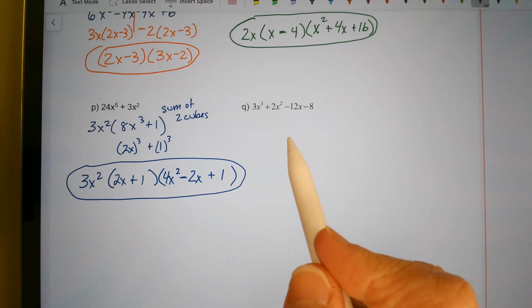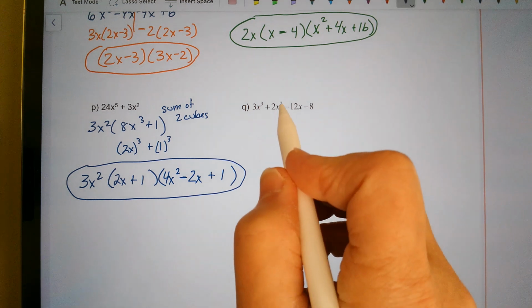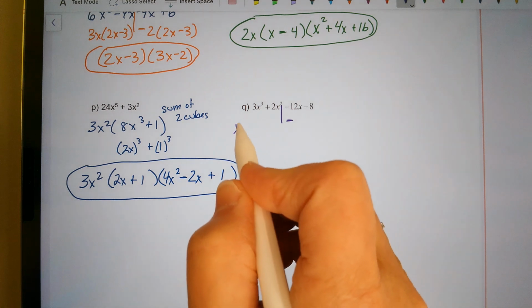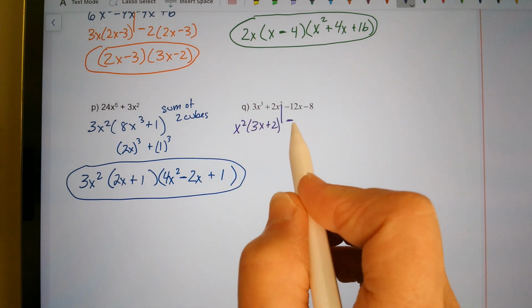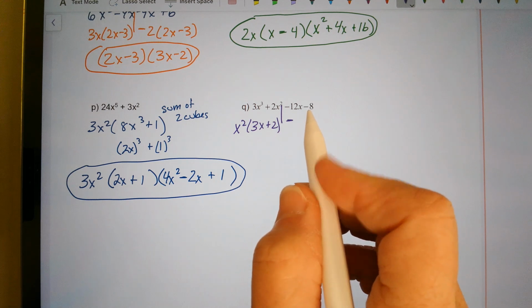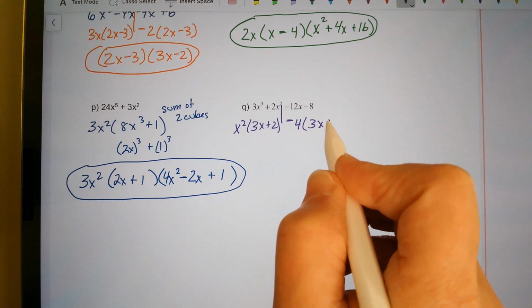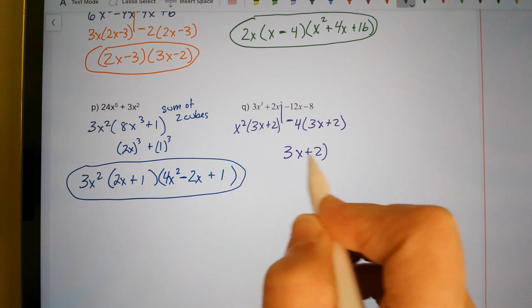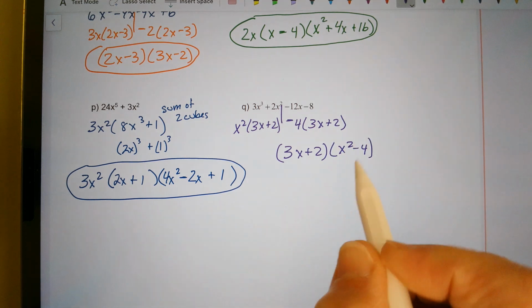And next, we have 4 terms, no GCF to all 4, so we split. What's common to the first 2 is x squared, 3x plus 2. What's common to the last 2 is 4. We're actually taking out a negative 4 though. We get 3x plus 2. So 3x plus 2 is one factor. X squared minus 4 is the other factor.